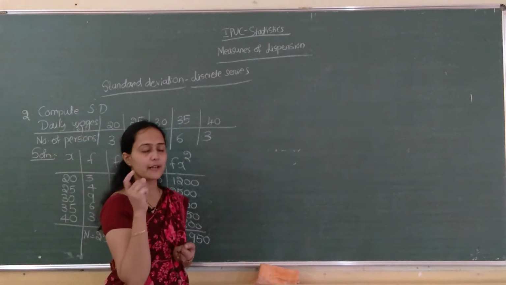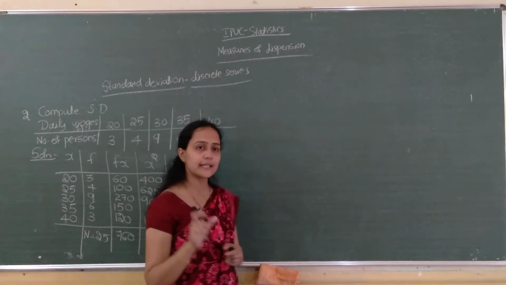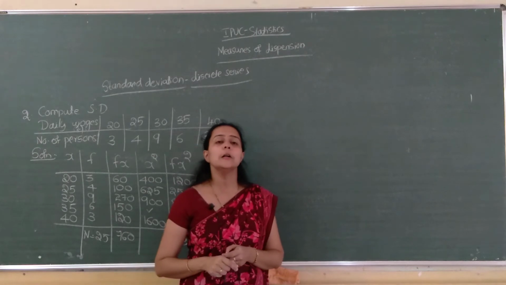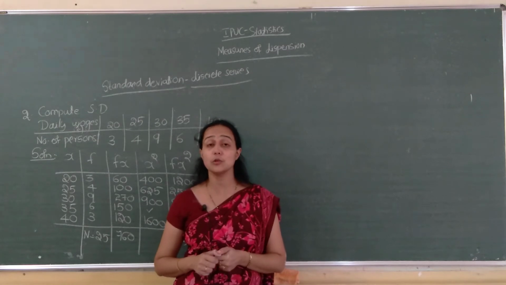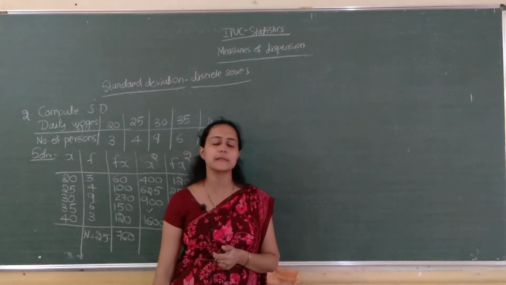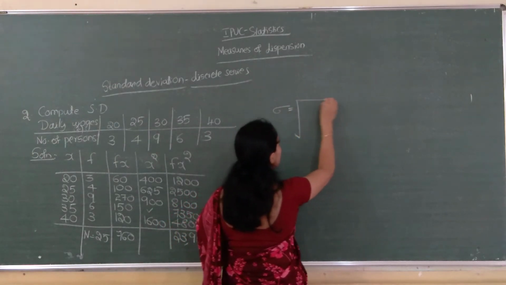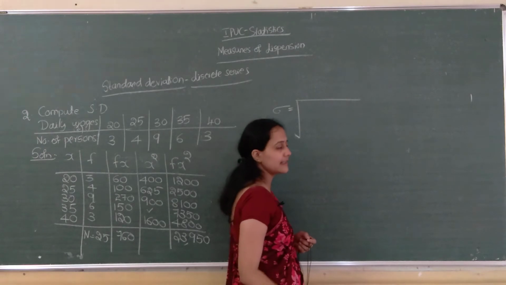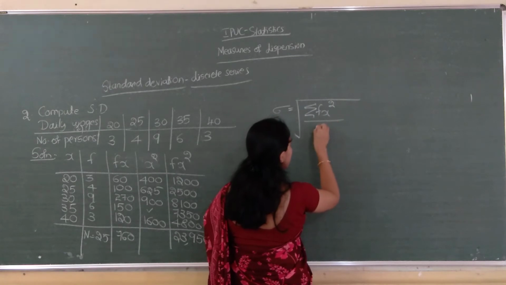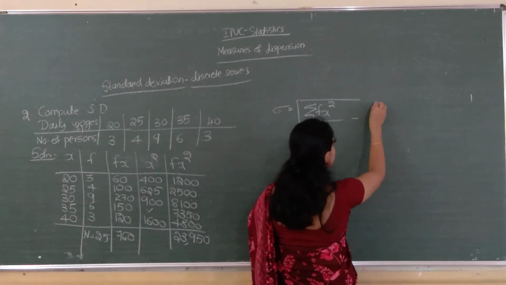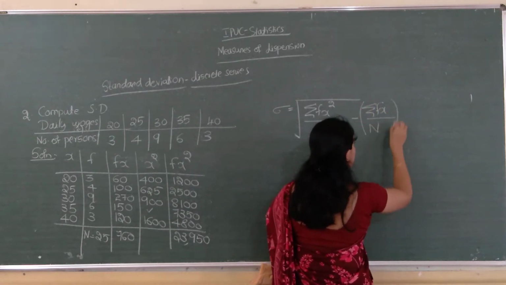So, how do we remember which columns are required? Just remember the formula first. For your convenience, you can write the formula in the right corner first, so that you come to know which columns are required. Sigma equals square root, remember the square root is there since it is standard deviation, of sigma f into x square divided by capital N minus sigma f x divided by capital N the whole square.